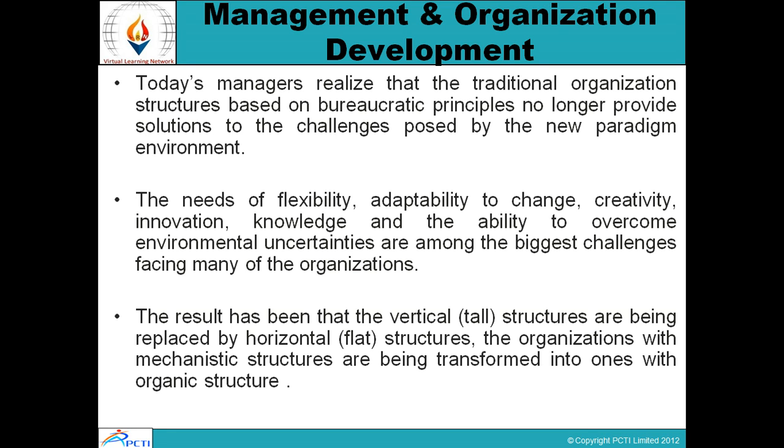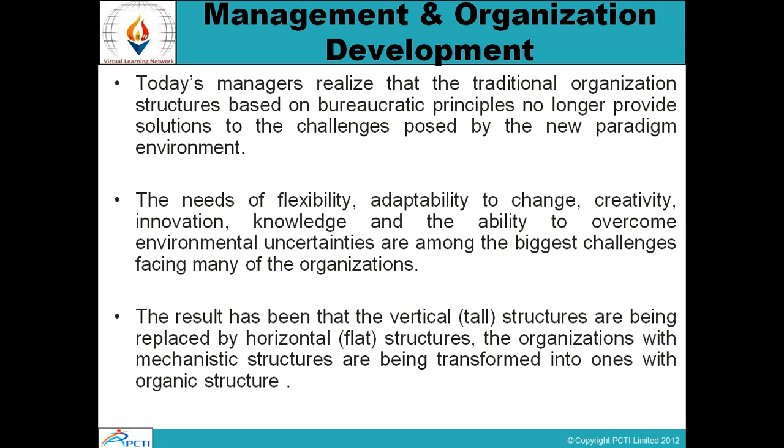Now, management and organization development. Today's managers realize that the traditional organization structures based on bureaucratic principles can no longer provide the solution to the challenges posed by the new paradigm or environment. The needs of flexibility, adaptability to change, creativity, innovation, knowledge, and the ability to overcome environmental uncertainties are among the biggest challenges facing many organizations.